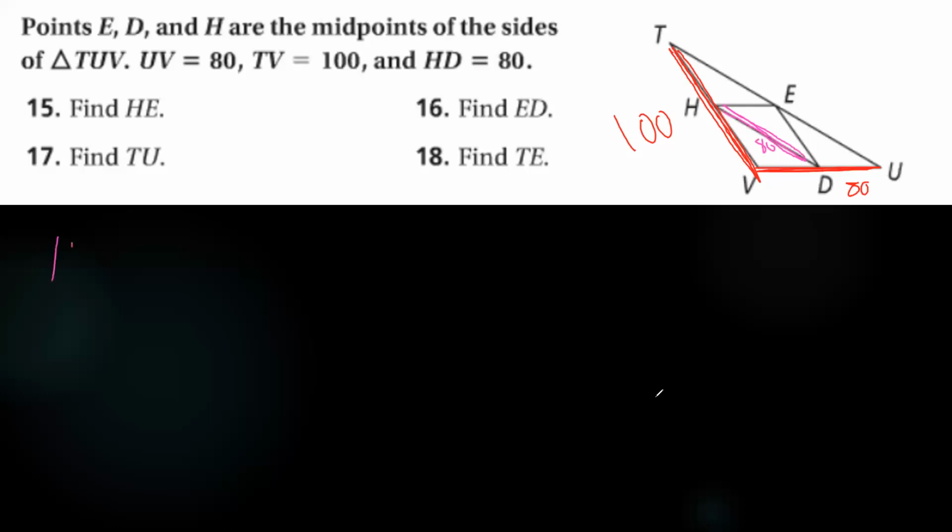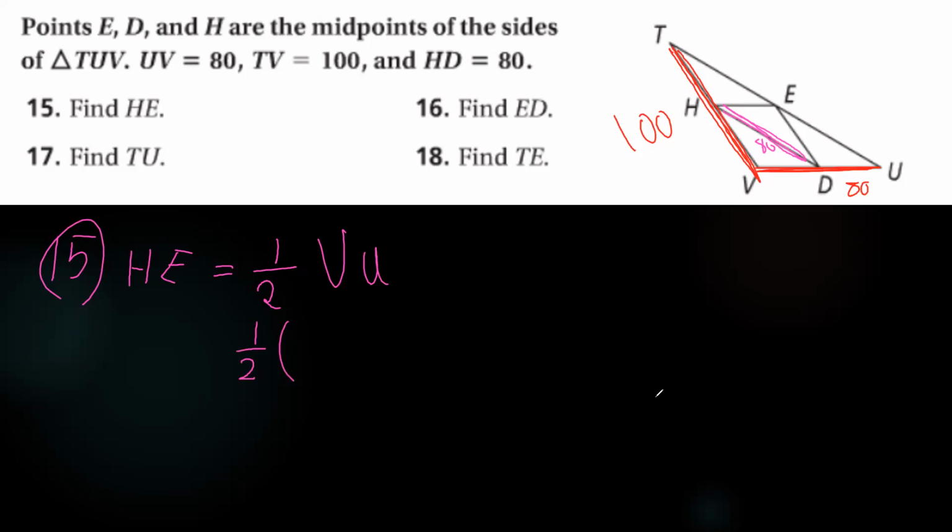Number 15 now. How can we find the length of HE? Before that, which side is parallel to HE? VU, bravo. Yes. So its length will be half the length of VU. Now, what is the length of VU? 80. So the length of HE will be 40.